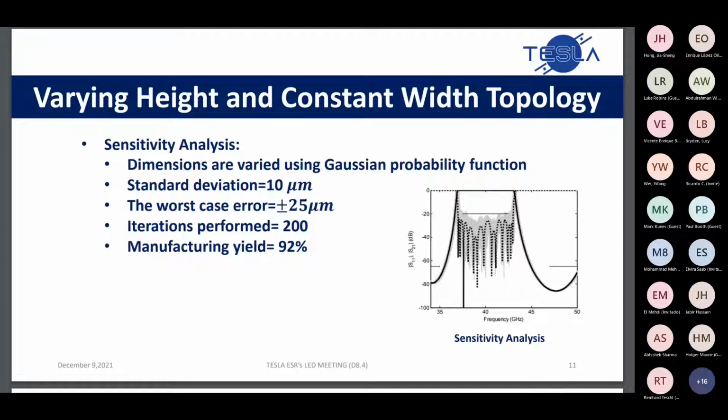So the design example was then subjected to a sensitivity analysis, and all the filter dimensions were varied using a Gaussian probability function, with a standard deviation equal to 10 micron, which corresponds to the worst case error of plus minus 25 micron. The number of iterations performed was 200, and the manufacturing yield obtained for the device was 92%. Here we can see the sensitivity analysis of the design.